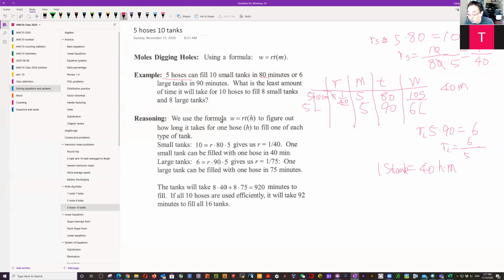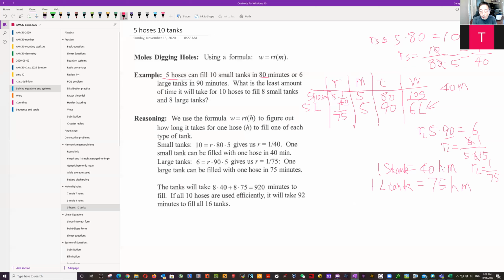And usually when you do this problem, try to factor it right away. I know that 90 equals 6 multiplied by 15. So basically you can cancel this out, and the rate large equals 1/75. So the significance of this rate, its reciprocal, is the work required to fill the large tank. So one large tank by working volume is actually equal to 75 hose minute.